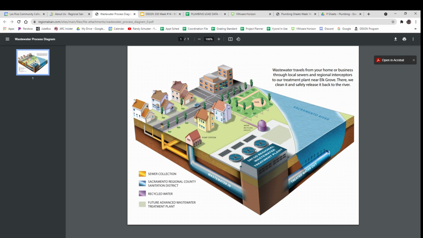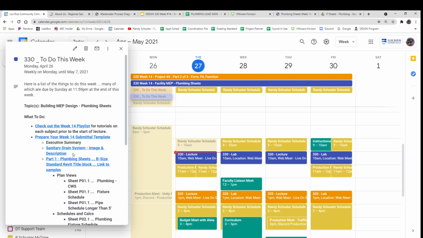And then it goes through all the processes there, and a small amount of it goes out to Elk Grove as gray water for their park system. And the majority of it goes back into the Sacramento River. And they have all sorts of treatment requirements and things like that to make sure that they're putting in good water. And so that's what we want to see in that spot so that you understand what a drain system is. The reason for that is we are not doing a drain system this semester.